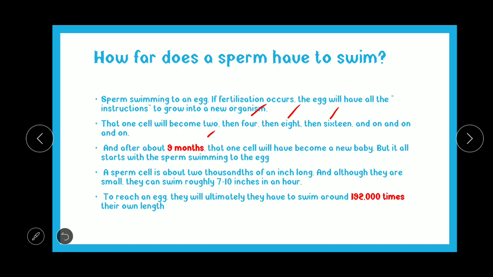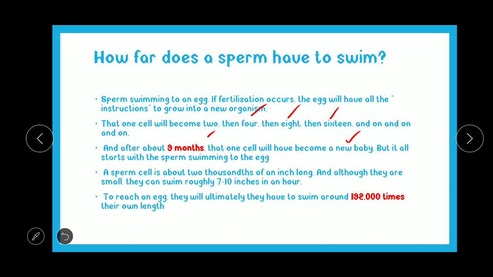After 9 months of fertilization, that one cell will become a complete new baby, that is it has all the organs, hands, legs, gonads, chest, etc., to form a new baby. But the process starts only with the swimming.